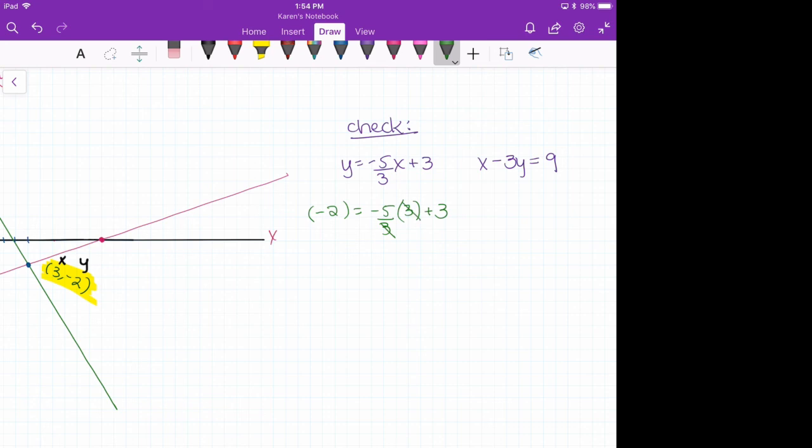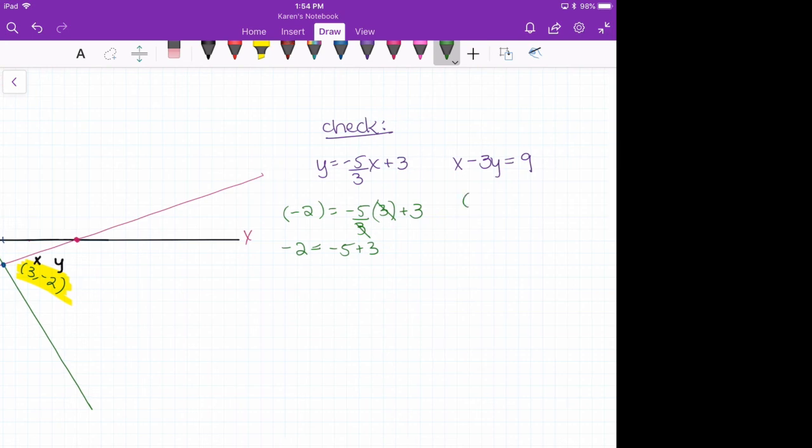And this does seem to be a true statement. Negative 2 does equal negative 5 plus 3. So that one's true. Let's try the second equation. X minus 3 times y equals 9. 3 plus 6 does in fact equal 9. That is another true statement. So our solution is the set containing the point 3, negative 2. That's the one place where they cross. That's our solution.